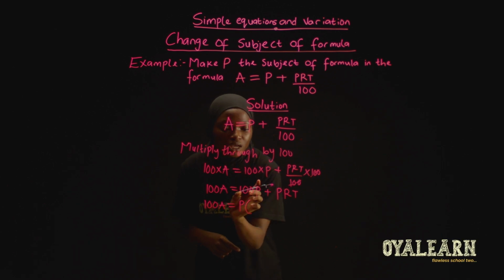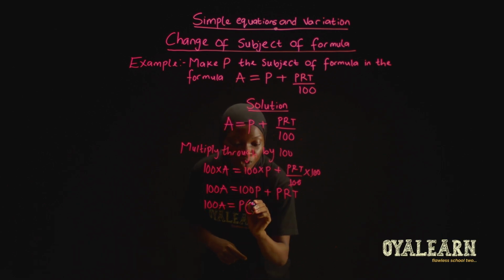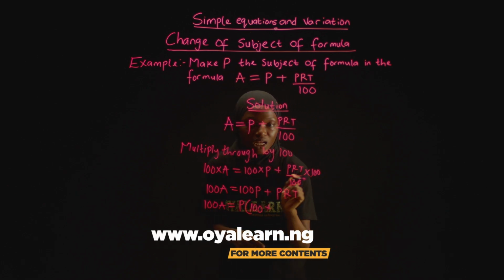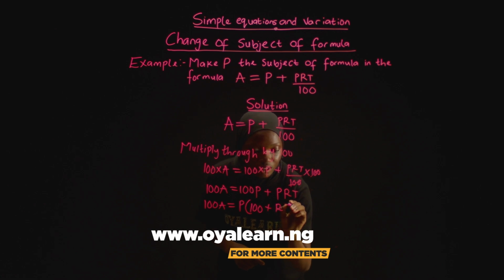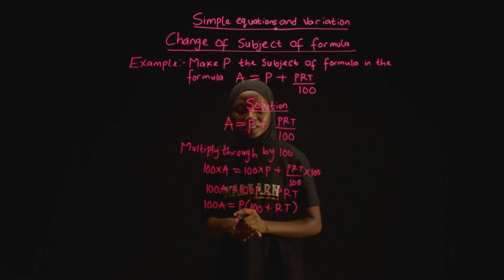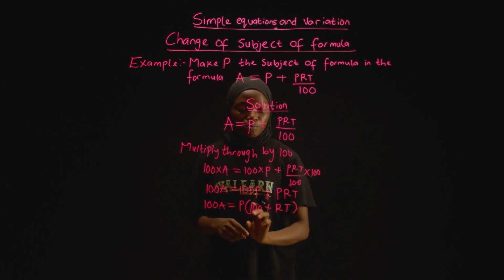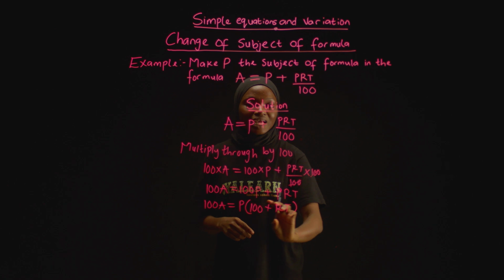now we remove P from this, that is, when you divide this by P, what do we have left? 100 plus, divide PRT by P, P cancels P, we are left with RT. So we have RT here, then we close the brackets. Now, we still want to make only P at this side, but we'll make it stand alone, but it is still being attached to something.